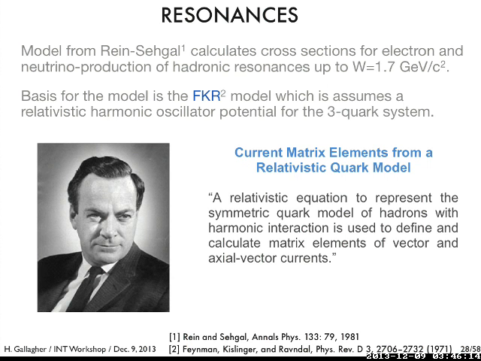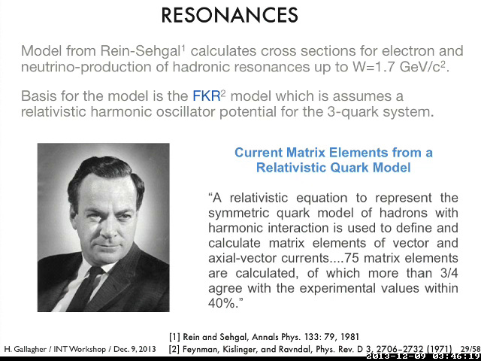to be in trouble. At the end of the abstract, it says 75 matrix elements are calculated, of which more than 3/4 agree with the experimental values within 40%. Right? So, you don't even want to know about those other quarter of the matrix elements. And we're not doing any better.